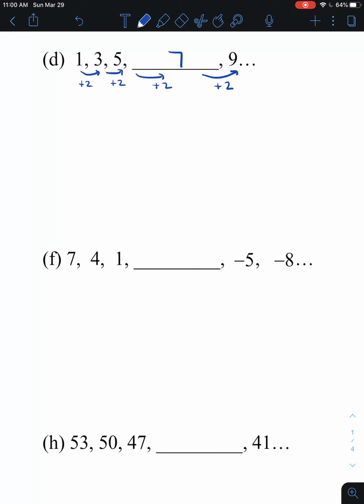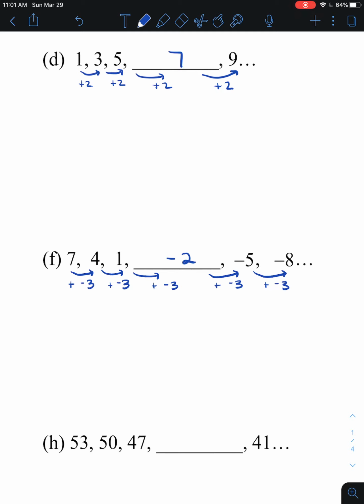Now this one's interesting because it's going down. But let's look at it. To get from 7 to 4, I could add a -3. Then to get from 4 to 1, I could also add -3. Or you could just think of it as subtracting 3. So if I keep doing that, subtract 3 or add -3, I would get -2. And then if I kept going, add another -3 to that, I would get -5. And then another -3 to -5, I would get -8.